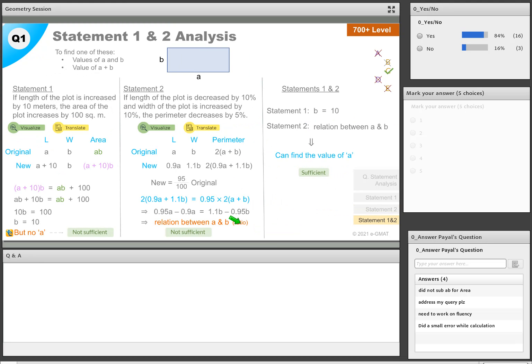But now when you put both the statements together, what you get is B is equal to 10, and you have an equation between A and B, which means you can find the value of A, which means you can find the value of A plus B. So choice C is the correct answer.